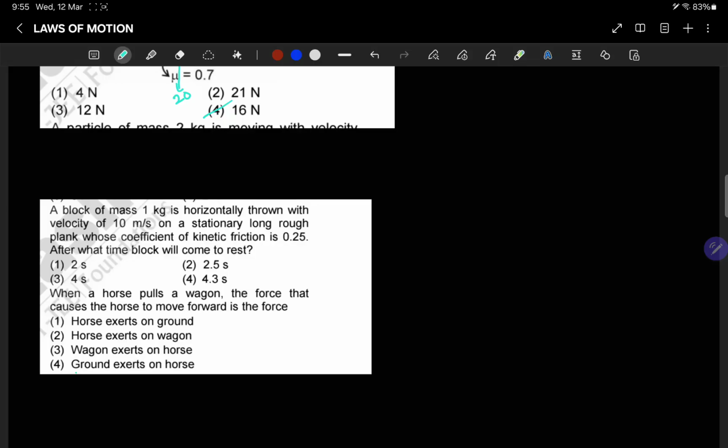Yes, mass is given, velocity is 10 meter per second. Initial velocity is 10 meter per second. Final velocity becomes 0. After what time is the question asking, students? Kinematic first equation: v equals u plus at. But acceleration is not directly given. Here kinetic friction, mu g, where g is acceleration due to gravity. I told you friction related acceleration a equals mu g.